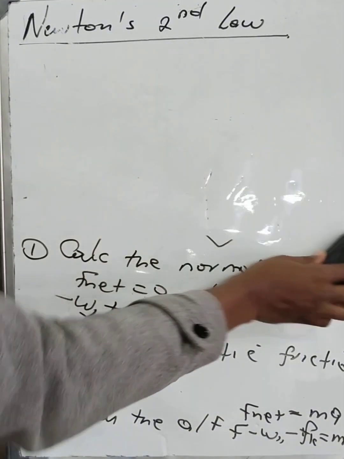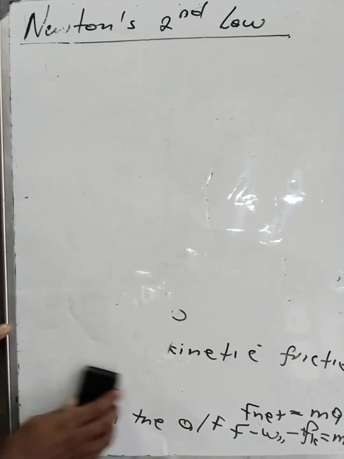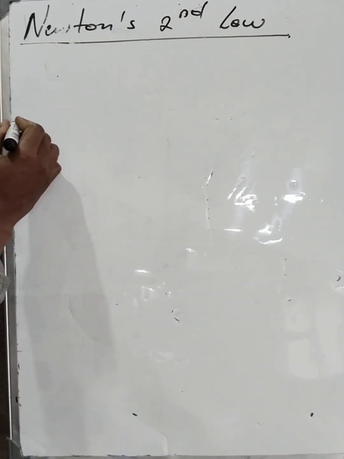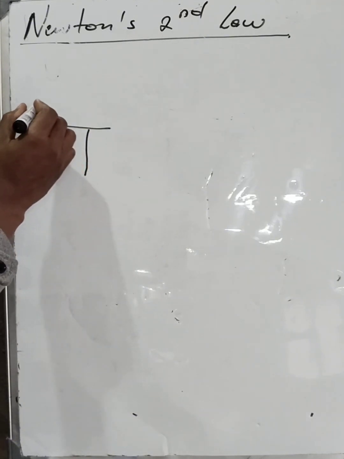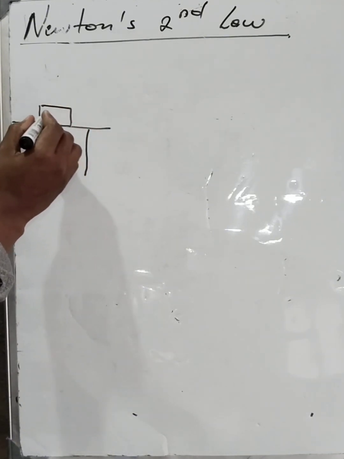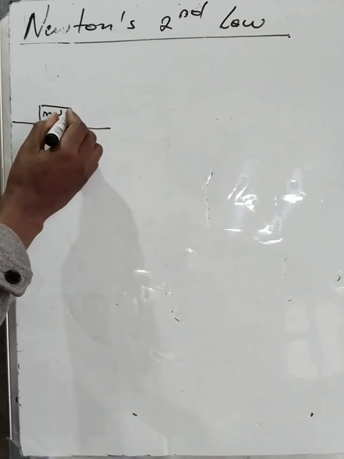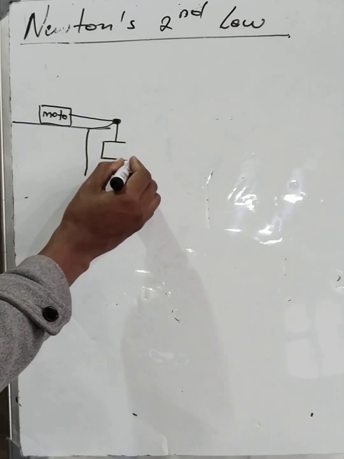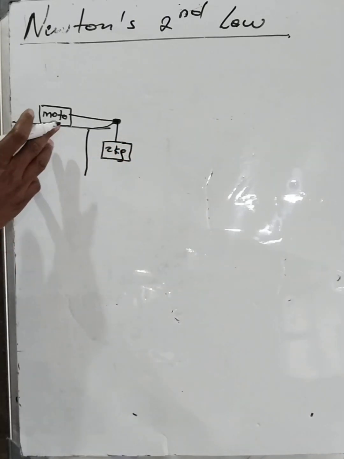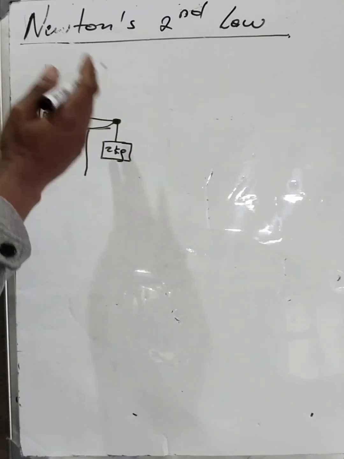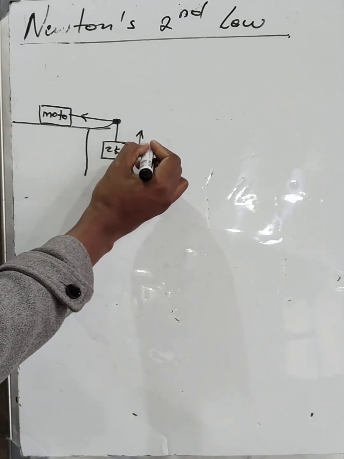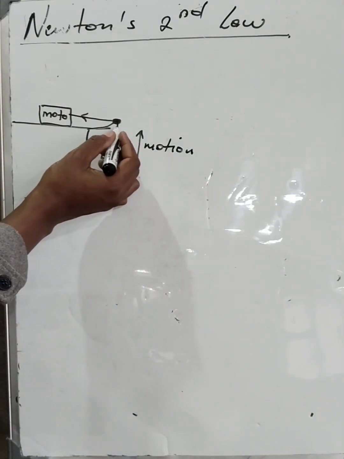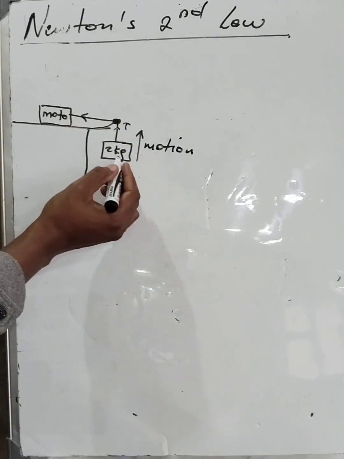Okay. Then let's have the last one, the last one for now. Maybe we have a table. We have something here. Let's say it's a motor. There's a pull here. There's the object here. Maybe it's 2 kg. The motor pulls the object up, which means the motion of the object now is upwards. Okay. So in the free body diagram, we have tension, the force by the motor.